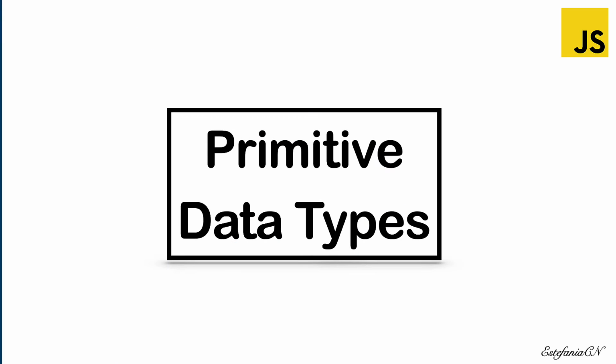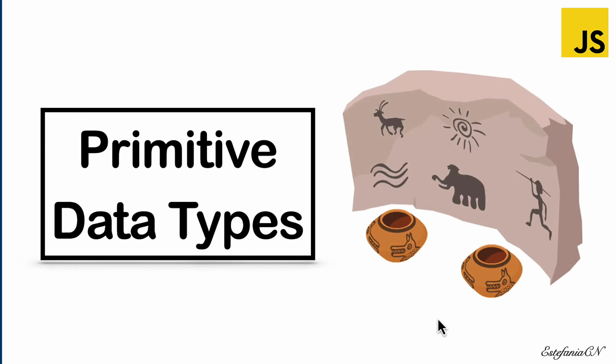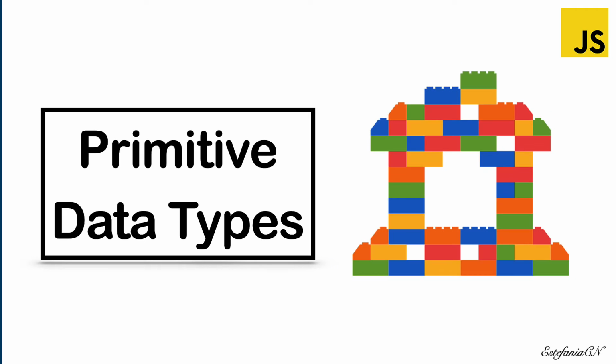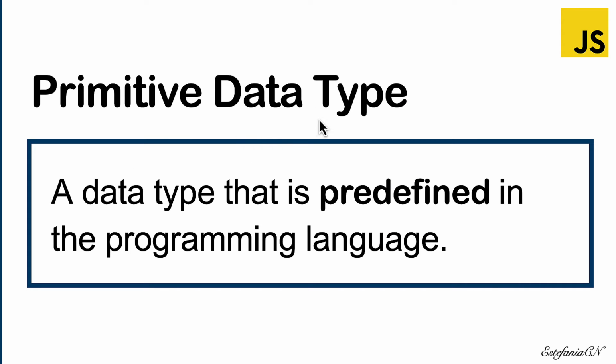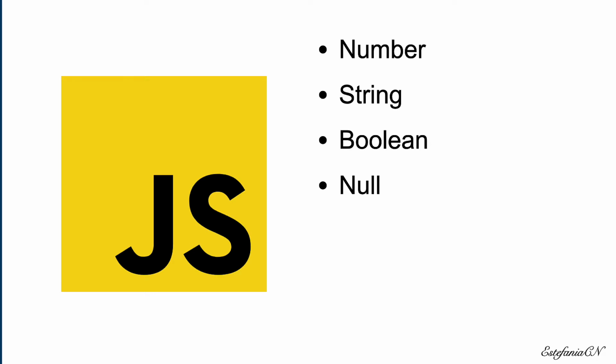The data type of a value is super important because it determines what we can do with that value in the program. When we talk about data types, we have to mention primitive data types because they are essential in every programming language, not just JavaScript. With primitive, I don't mean this type of primitive, okay? I mean this type of primitive. These are the data types that are fundamental for a programming language. They are like the most basic data types that we can combine to create more complex programs. Formally, we can define a primitive data type as a data type that is predefined in the programming language that we are working with.